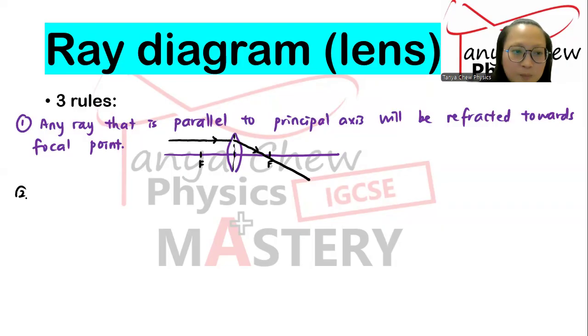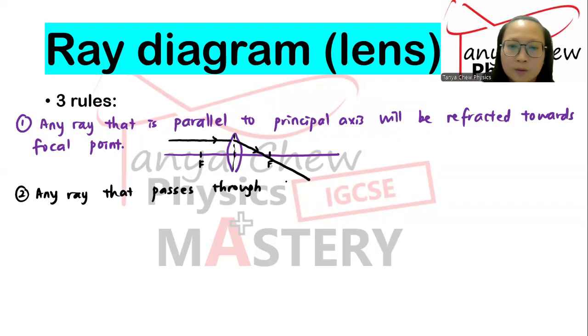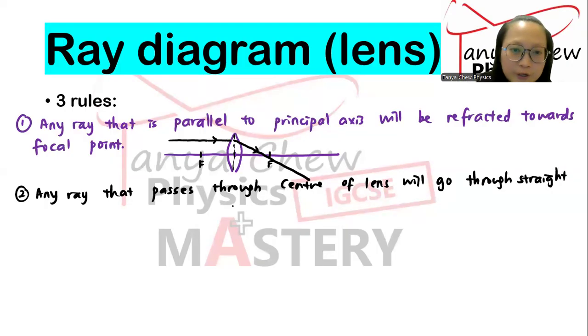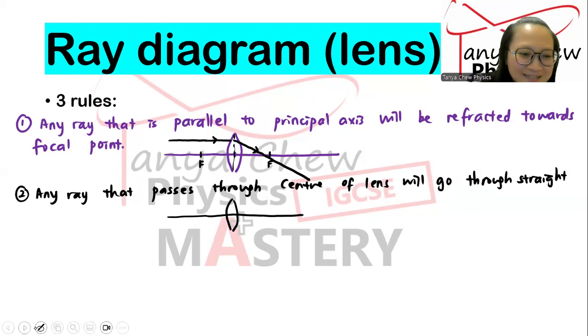And the second point, any ray that passes through the center of the lens will go straight through. No refraction occurs. So I draw like this, I draw a smaller one. The principal axis is here, and then these are all your principal focuses.